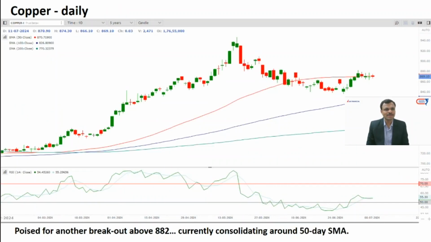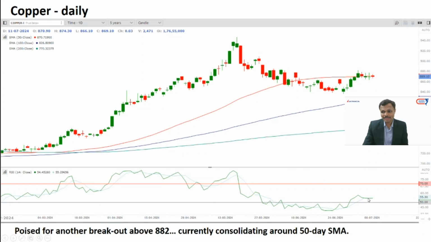Next is copper. Again, copper prices are in a corrective mode. We saw a recovery last week, but this week it has been completely sideways, no momentum at all in copper prices. Why are we seeing this? Because look at this chart, it is just hovering around its 50-day moving average, moving up, down, going nowhere. So what could be the possible trend going ahead for copper? It needs to give us a breakout above 882, which is last week's high. If it crosses 882, then we see prices going further up close to 920, 940 levels, which are near the all-time highs level as well.